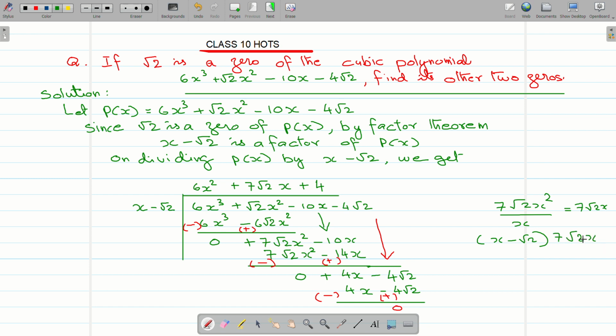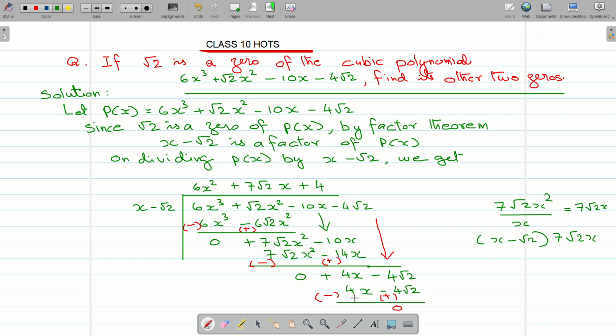X into 7 root 2 x, that will give you 7 root 2 x squared. Minus root 2 into 7 root 2 x will give you 7 into 2, that is 14, minus 14x. Again subtracting, you get minus 10 plus 14, that is 4x minus 4 root 2.